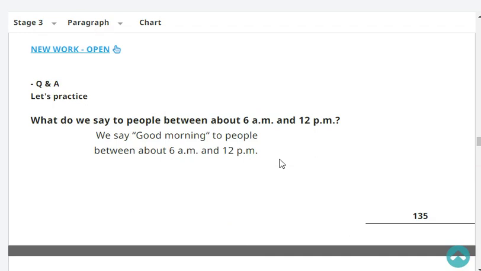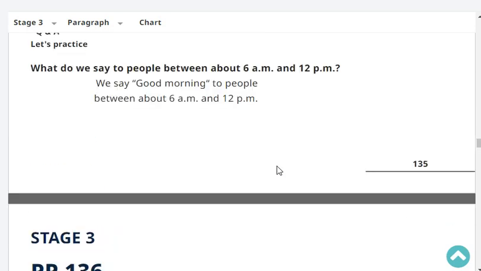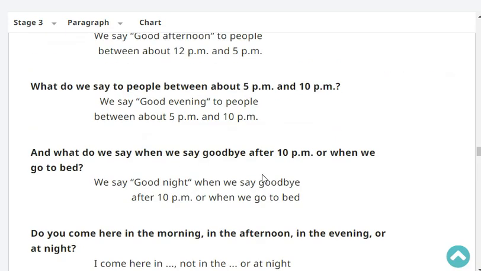What do we say to people between about 6 a.m. and 12 p.m.? We say good morning to people between about 6 a.m. and 12 p.m. Very good.